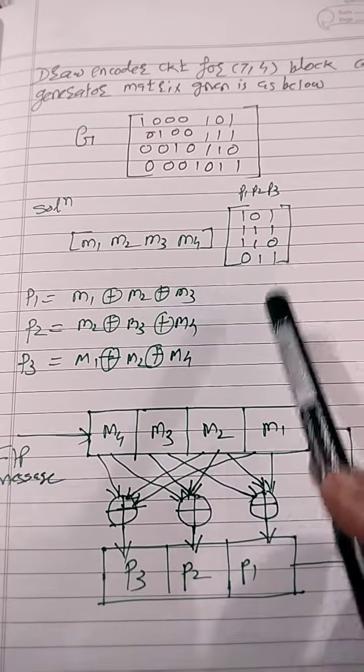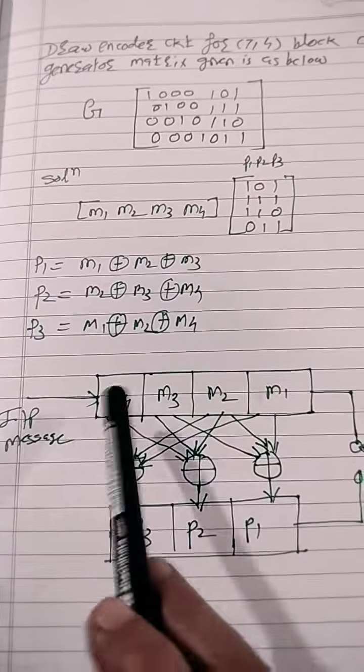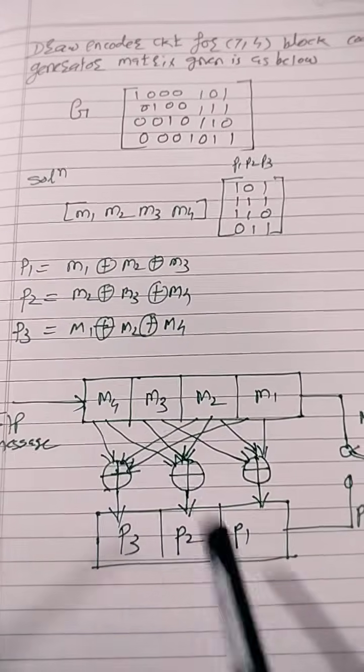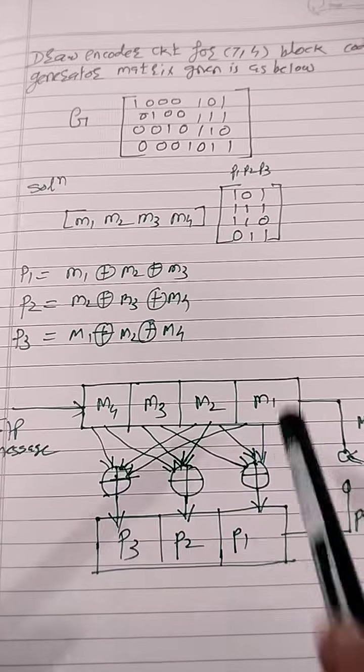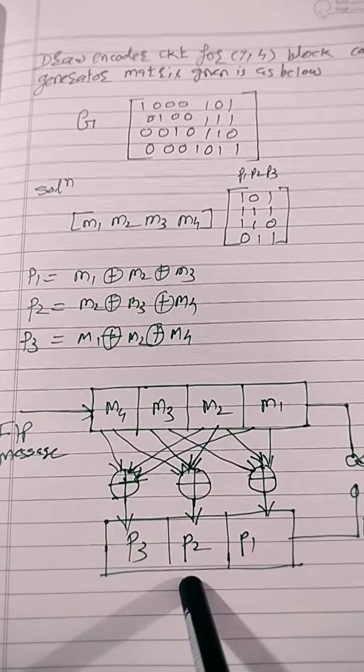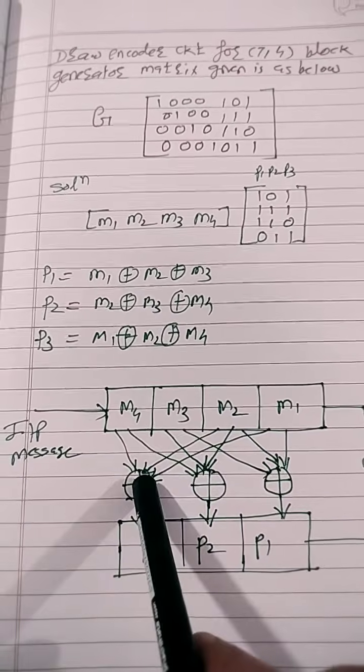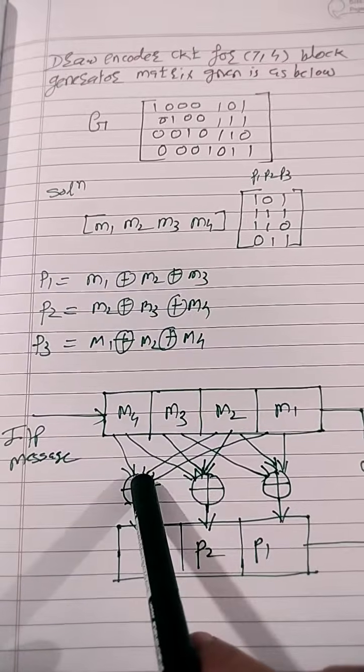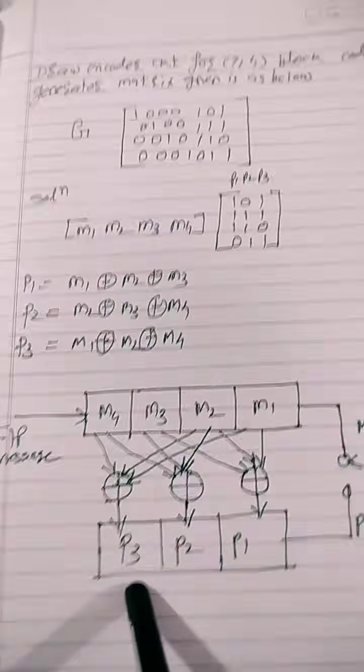So input comes from this side, then M1, M2, M3, M4. P1 is M1, M2, M3. P2 is M2, M3, M4. P3 is M1, M2, M4. That is P3.